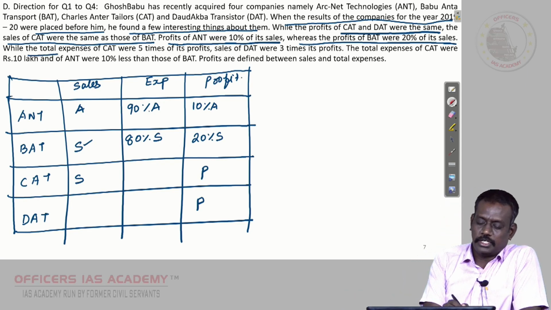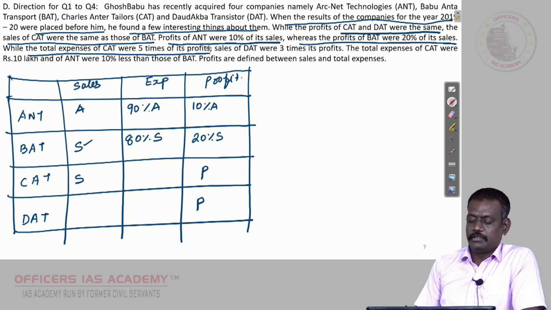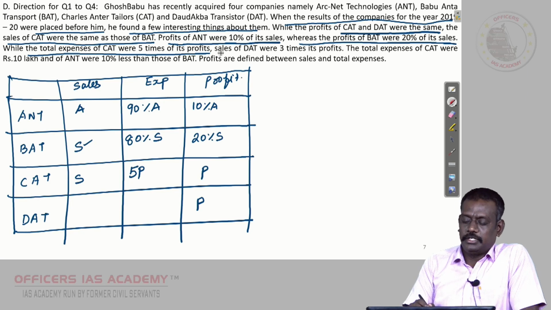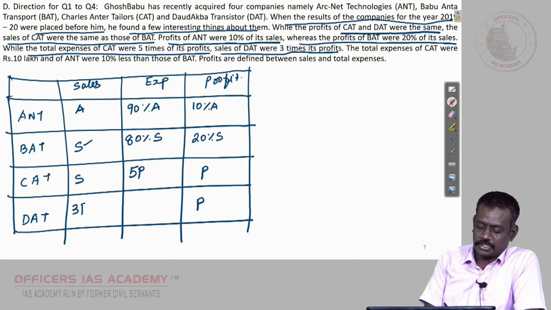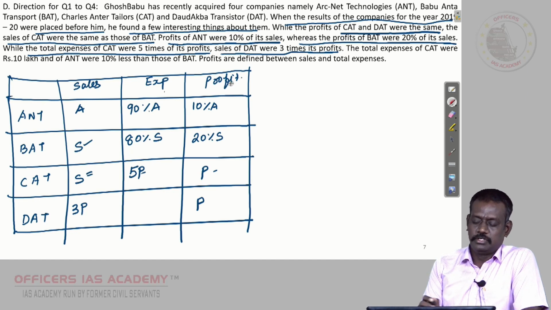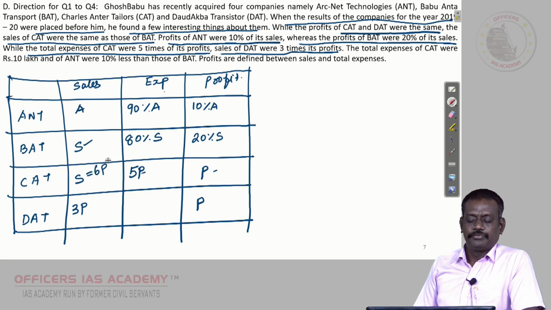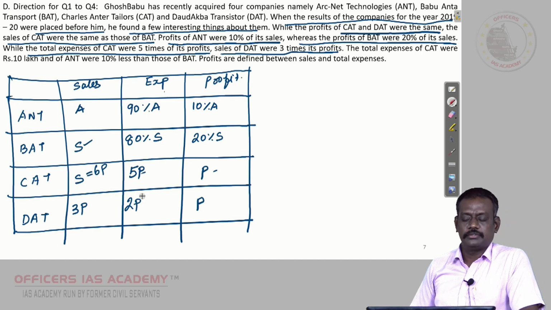Next, the total expenses of the Cat were 5 times its profits. So this is nothing but 5 times P. And sales of Dat were 3 times its profit. So this will be 5P plus P, because sales is equal to expenditure plus profit. So it is 6 times the profit. And here you have 3 times P for Dat, so definitely the expenses will be 2 times P. Understood? Is it clear, children?